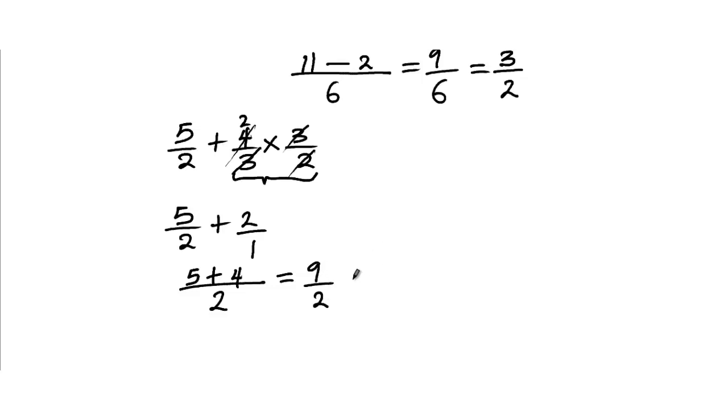Or how many 2s can we see in 9? That is 4. Remainder what? Something over 2. So 4 times 2, 8 plus 1, 9. So that is 4 whole number, 1 over 2. So that is the answer to that problem.